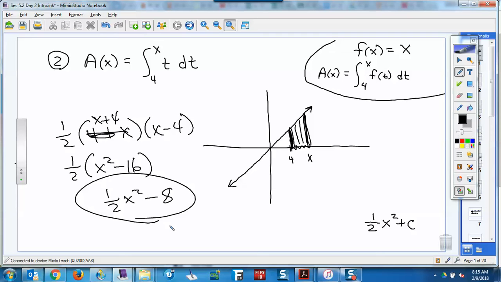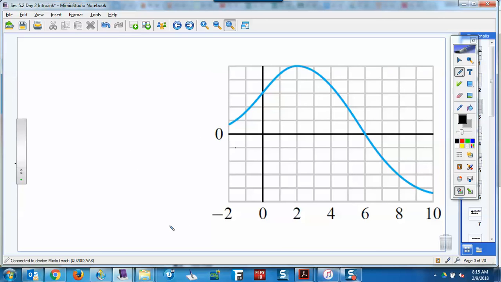And what would be the difference between the area from 4 to x and the area from 5 to x? The area from 4 to 5, right? The difference between those two is that piece of area from 4 to 5. That is going to be the difference in the C values of those two functions. That's why it's a constant, because that's a fixed piece of area, the area from 4 to 5, the difference between those functions.